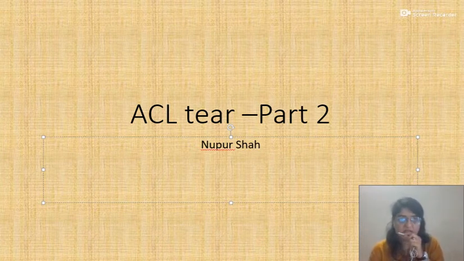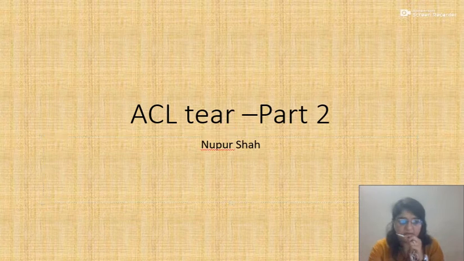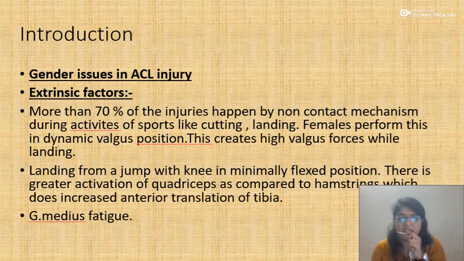We will see what are Coopers and what are non-Coopers, and we will see that if females are getting this injury more as compared to males, then why are the females suffering more? So those differences we will see, the intrinsic and the extrinsic factors. So here we begin. Moving on to the introduction.